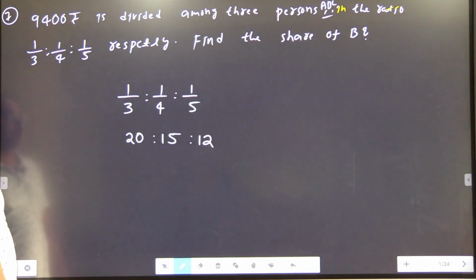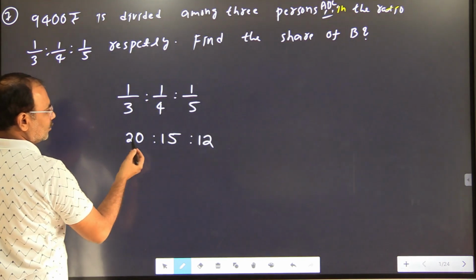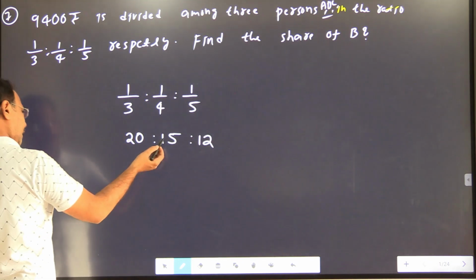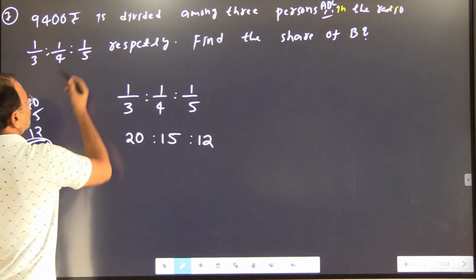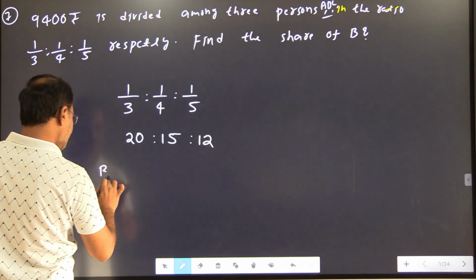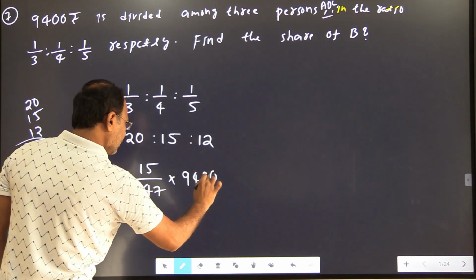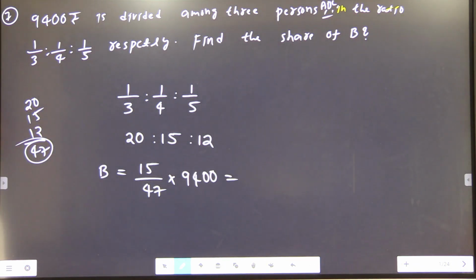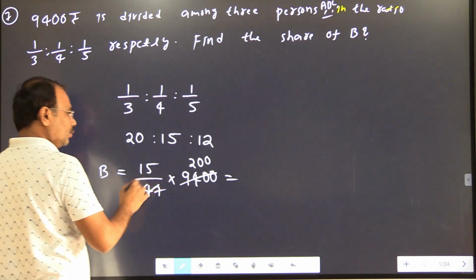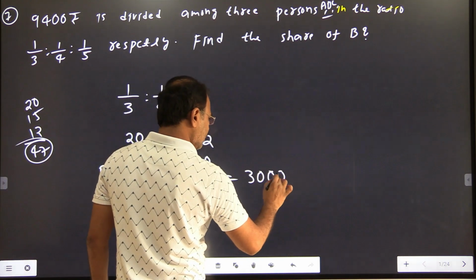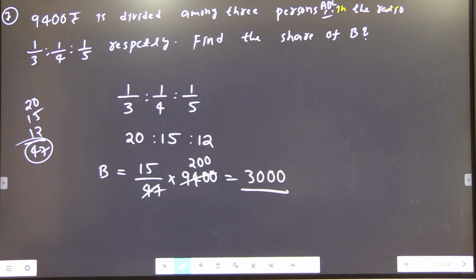So these are the shares of A, B and C. A will get 20 parts, B will get 15 parts, C will get 12 parts. Total is 20 plus 15 plus 12. 20 plus 15, plus 12, check how much? 47. Total 47. What you need is B's share, so 15 parts. So what is B's share? 15 by 47 into 9,400. 47 ones are 47, 47 twos are 94. 15 twos, 30, then zeros. So B will get 3,000 rupees. So this is the answer.